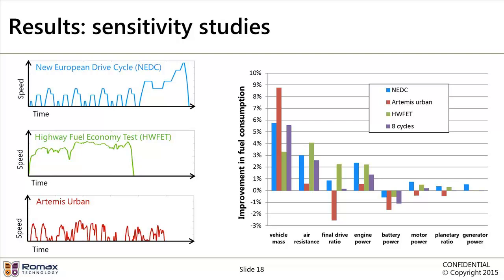So if you are only looking at one drive cycle to optimize your vehicle, that would lead to a different decision on what parameters you need to change in order to optimize your design, as well as a different decision about which parameters are the most important to investigate.